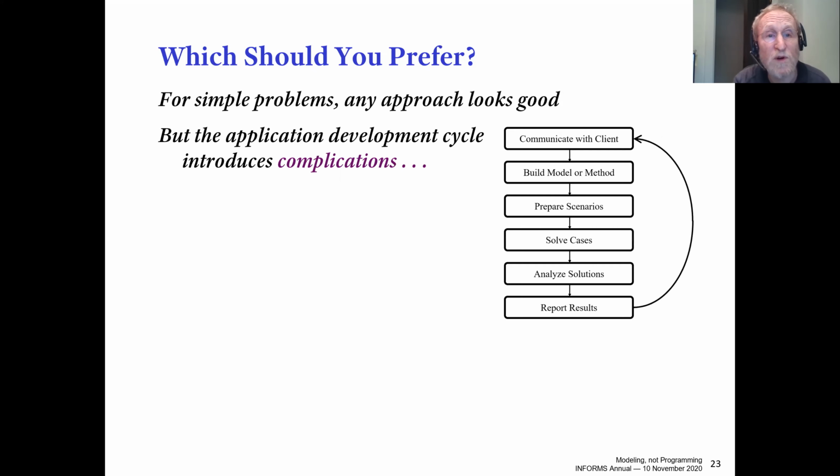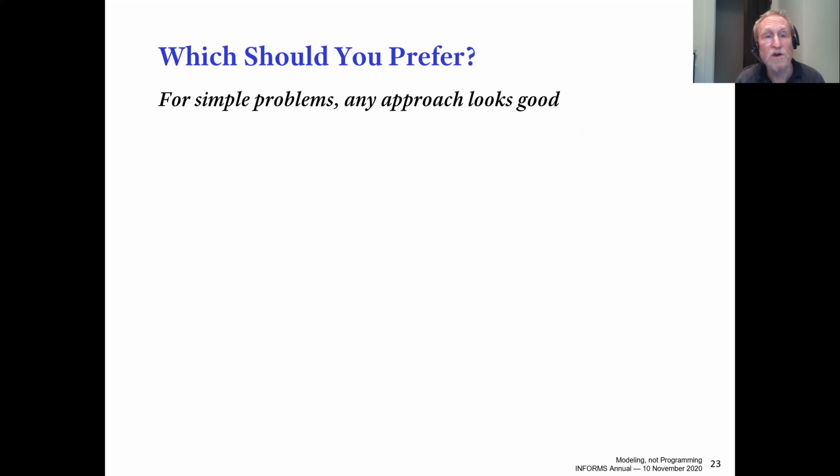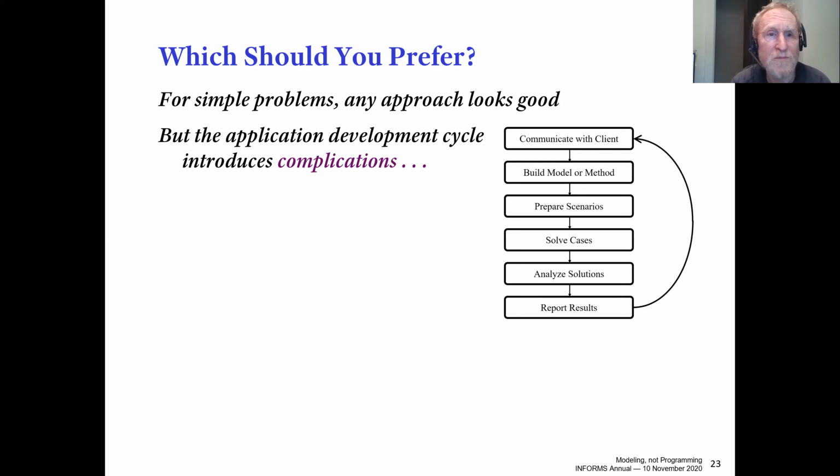Well, for a simple enough problem, any approach looks good. I have to say that if only I could keep it this simple, then you could convince yourself that either a method-based or a model-based approach of any kind works pretty well. But the thing is that models aren't so simple, and this application development cycle that I described earlier ensures that every time you go around the cycle, more complications will be introduced. And it's these complications that really influence what it is you're going to end up doing.